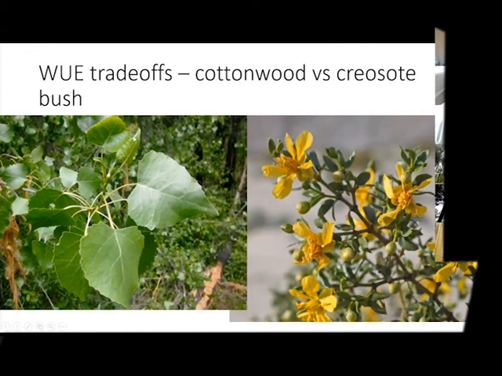Sometimes they happen right next to each other. These are just some extremes here. Cottonwood has some of the lowest water use efficiency. Things like creosote have some of the highest water use efficiencies. They can occur in relatively close proximity, and that's because of something that has to do with the subterranean flows of water.